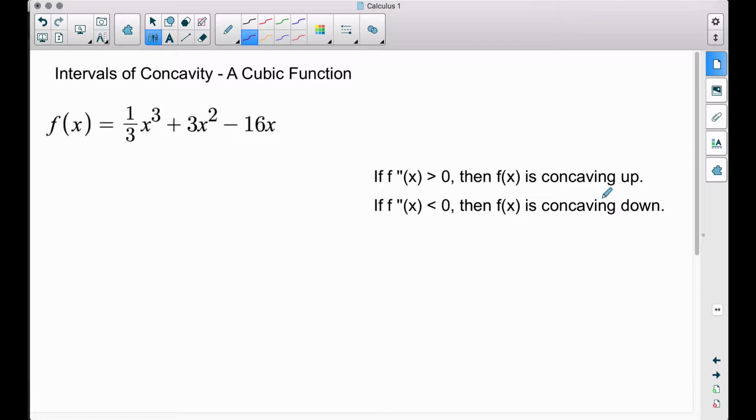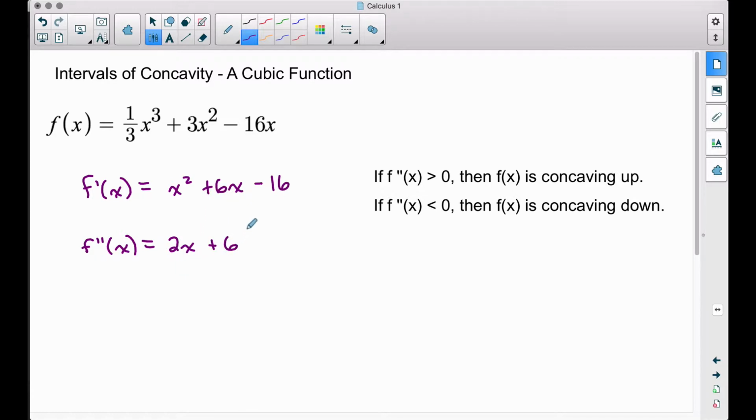If you did check out the videos on the intervals of increasing and decreasing, we will take a very similar approach here. Let's go ahead and find the first derivative. This is the same derivative as earlier, so the derivative of 1/3 x cubed is going to be x squared. The derivative of 3x squared is a positive 6x, and the derivative of negative 16x is negative 16. Now we want to go one step further and find the second derivative, which is going to be the derivative of the first derivative. So therefore, the derivative of x squared is 2x. The derivative of 6x is 6.